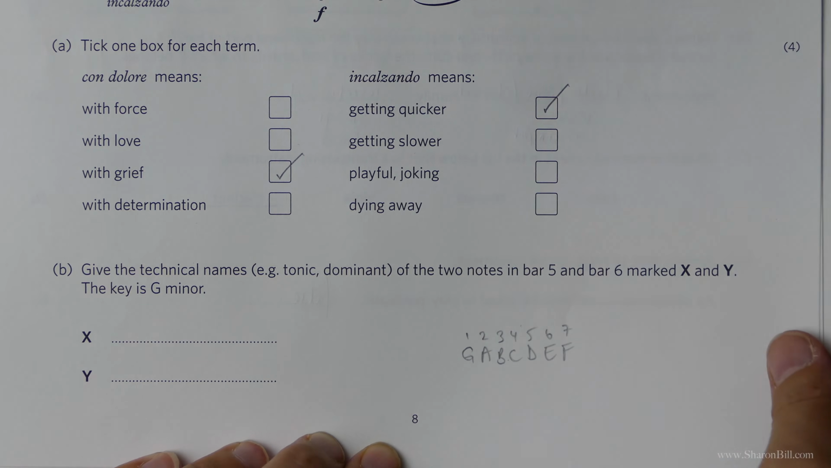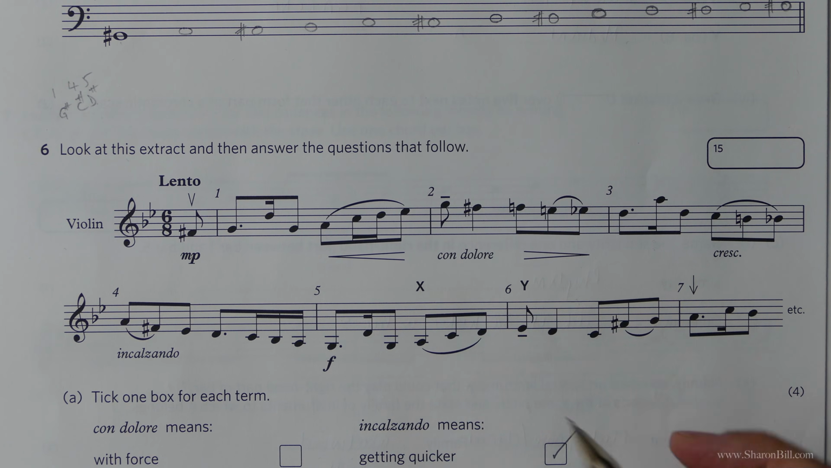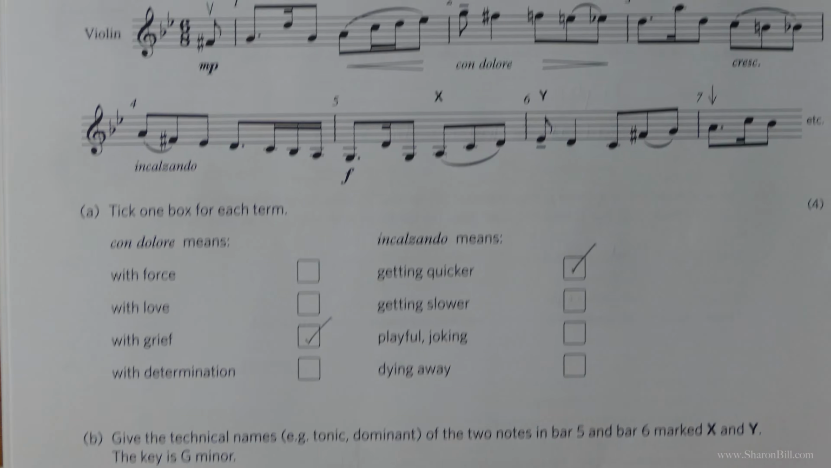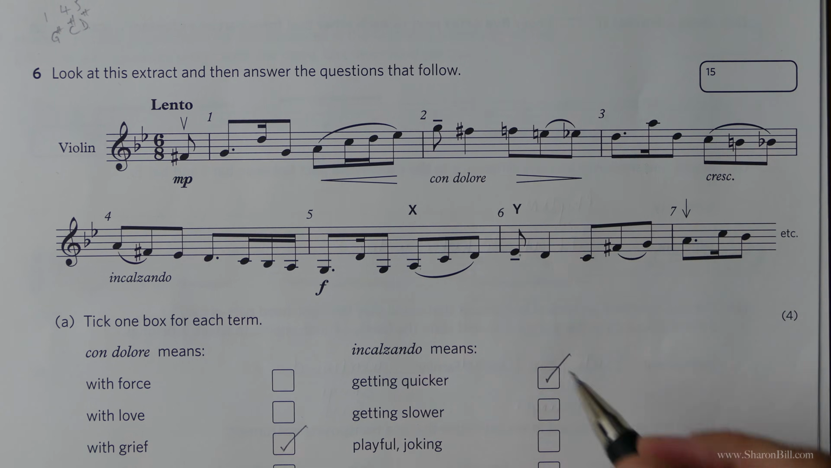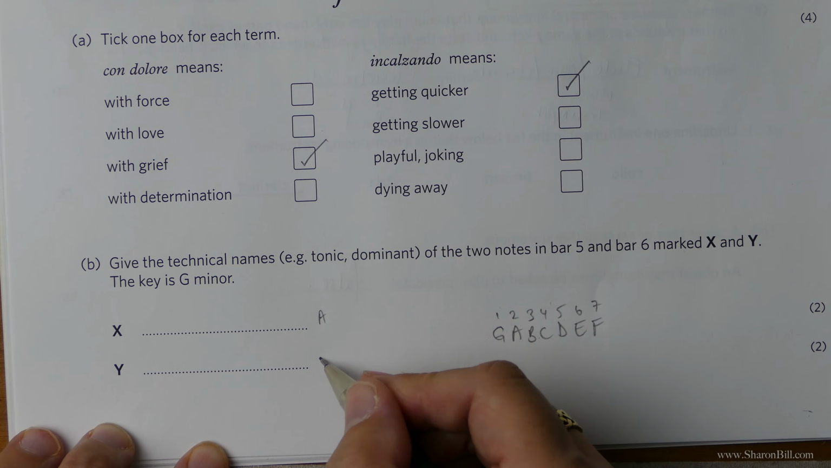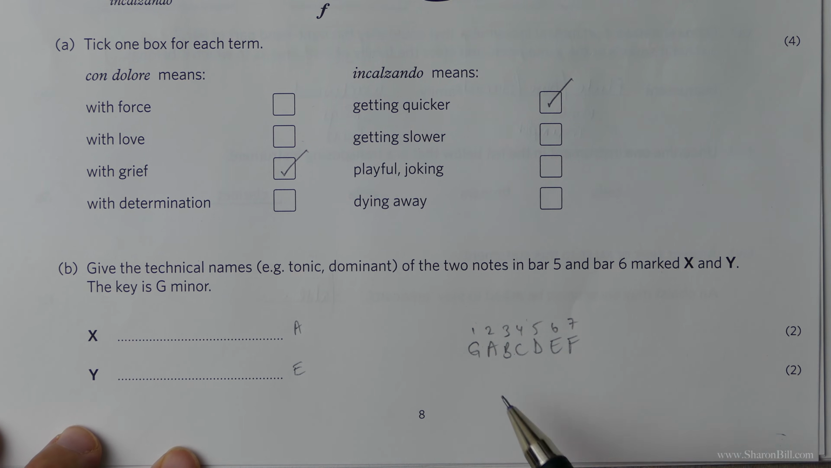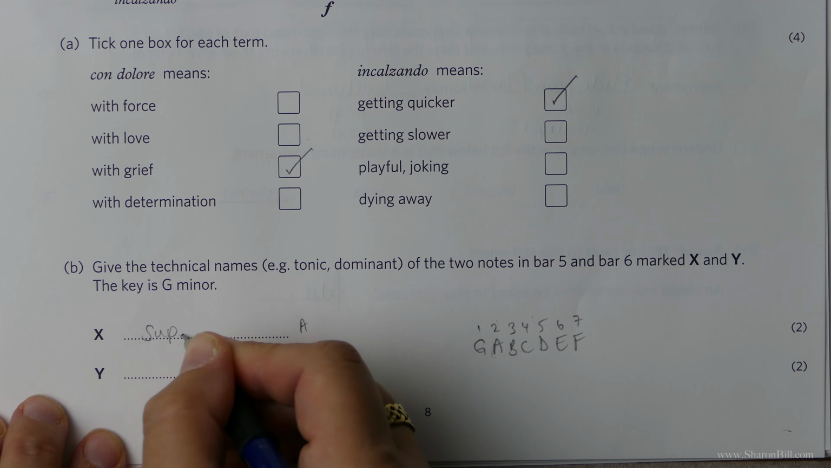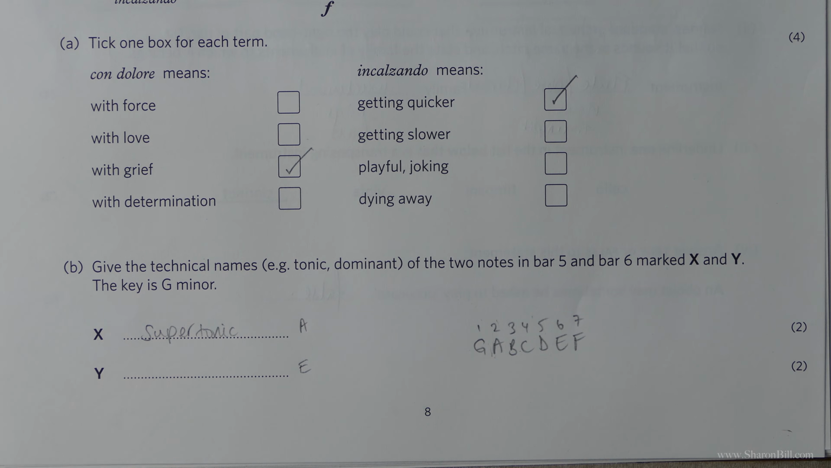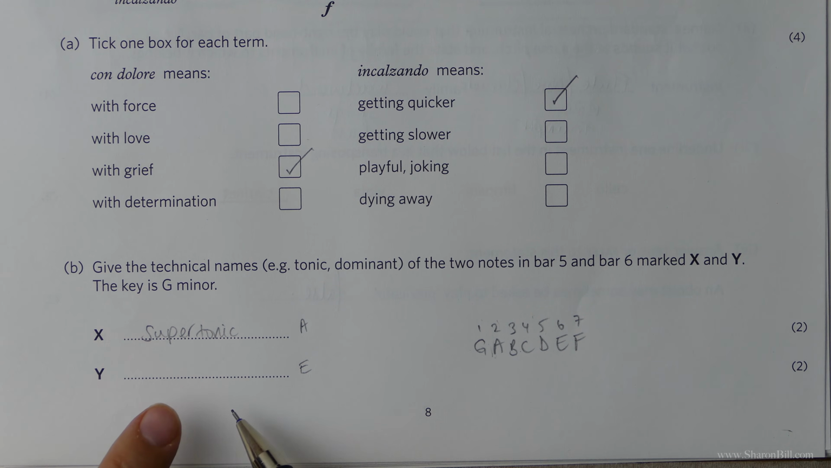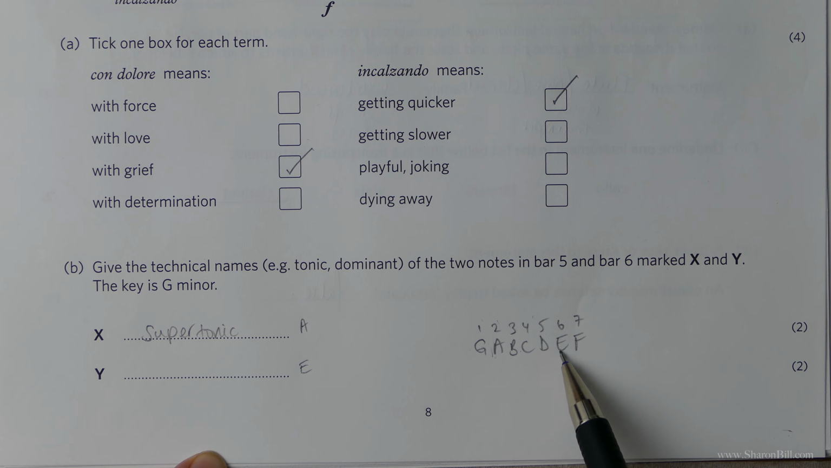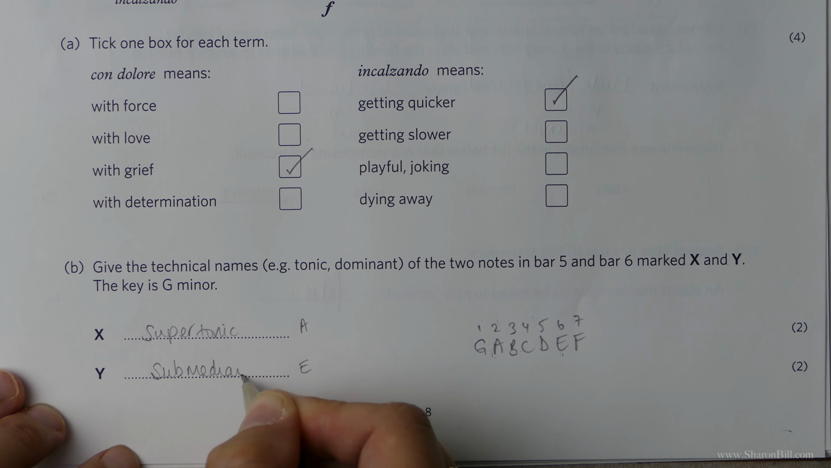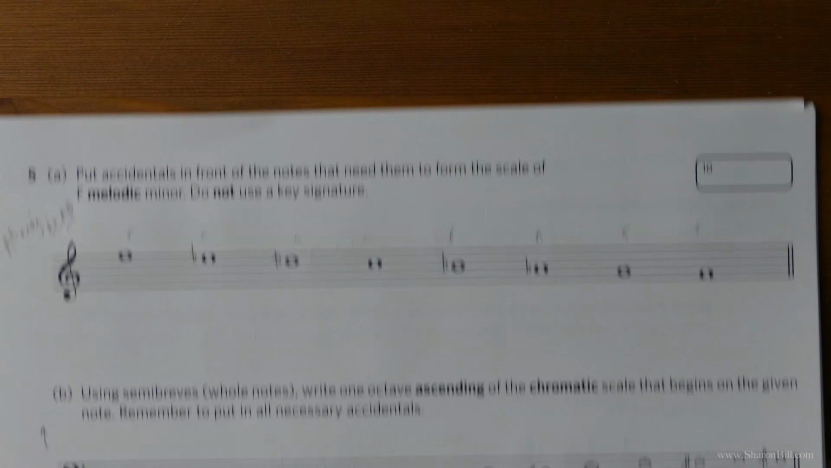And so let's have a look at bars 5 and 6. X here is an A, so X is an A and Y is an E. It's an E flat, but your key signature takes care of that. And so A is number 2 in the scale, and so that's our supertonic. It's above the tonic, just like super titles in the opera above the stage. And then E is number 6, that's the submediant. There we go.